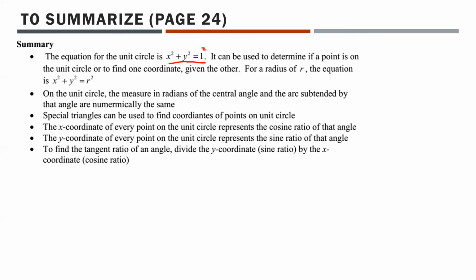On the unit circle, the measure in radians of the central angle and the arc subtended by that angle are numerically the same. In other words, when you have a unit circle, your angle in radians is your arc length. That's all that means. Special triangles can be used to find coordinates of points in the unit circle. Hopefully you know that. We've done that literally this whole lesson. The x-coordinate of every point in the unit circle represents the cosine ratio of that angle. Kind of important to know. That's for x-coordinates, of course. The y-coordinate is the sine ratio of that angle. To find the tan ratio of an angle, divide the y by the x. You might use that, you might not. There it is, good to know.